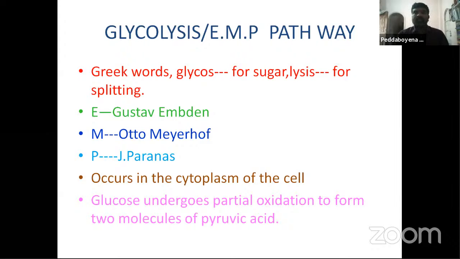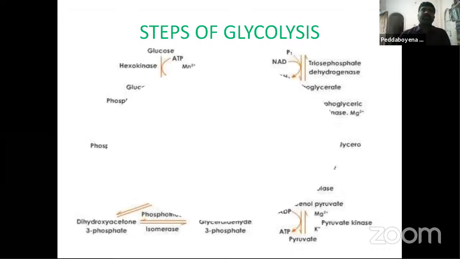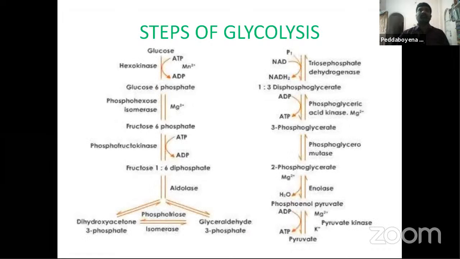So glucose has six carbons, and each pyruvic acid contains three carbons. So let us come to the steps of glycolysis. Carefully observe.